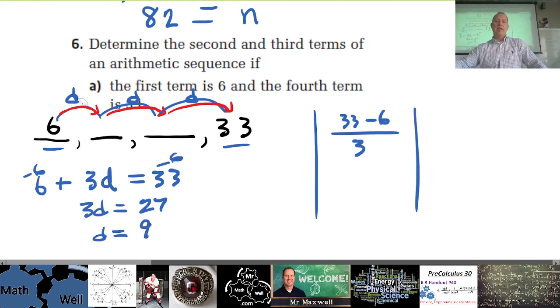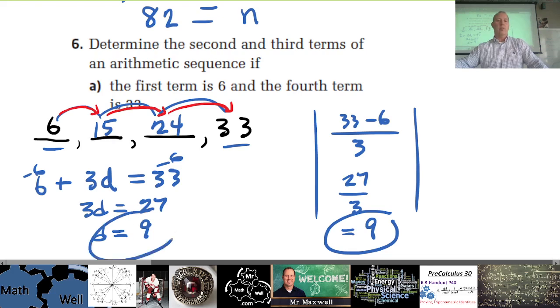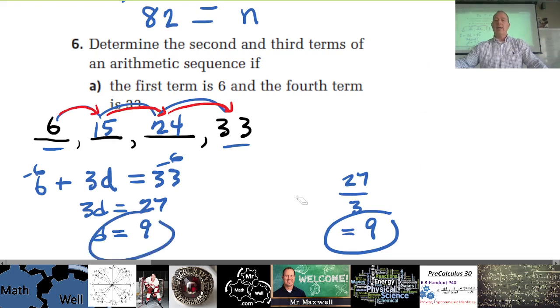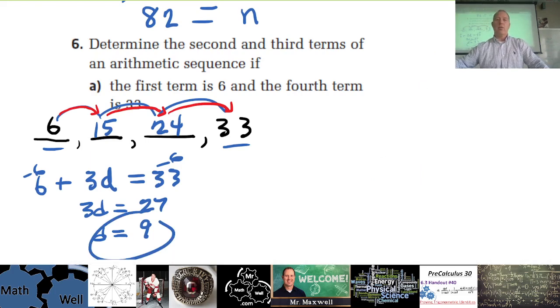So let's see if 9 as a common difference works. 6 plus 9 is 15. Plus 9 is 24. Plus 9 is, hey, there we go. So that works. Now, the first way that you guys suggested, 33 minus 6 is 27. Divided by 3 is going to be the common difference there as well, which we also got. Now, using the full formula, let's try that. I like that one too. I think that will work great.